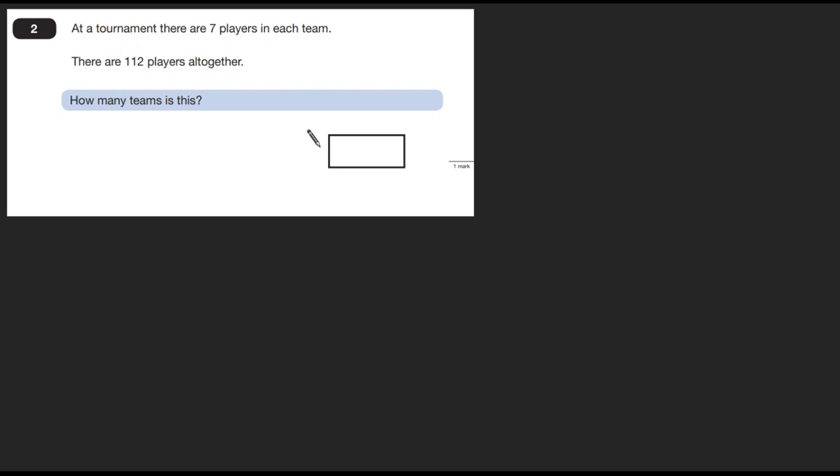Question number 2. At a tournament, there are 7 players in each team. There are 112 players altogether. So 7 lots of something equals 112. All you want to do is 112 divided by 7. 7 goes into 11 once, 4 remaining, 42, 7 goes into 42 six times. So the answer is 16 teams, since 16 times 7 is 112.